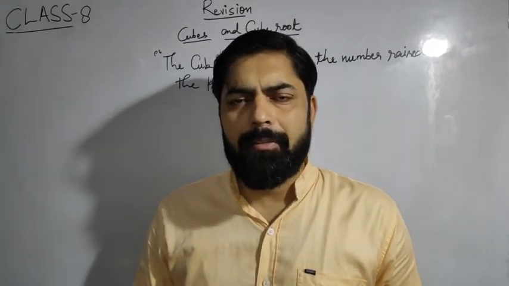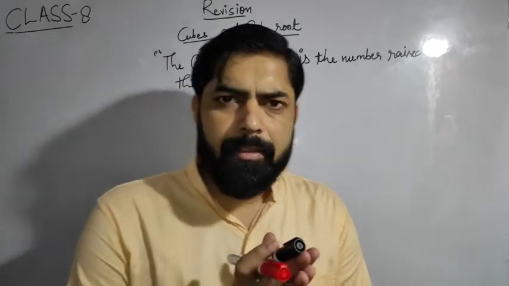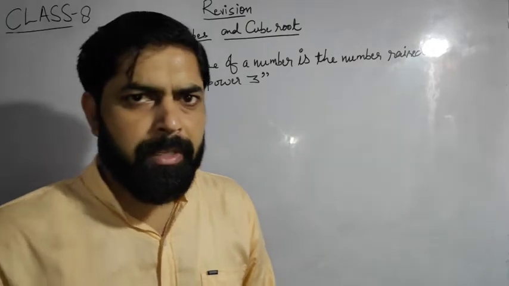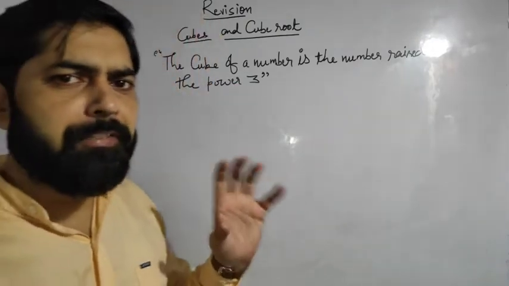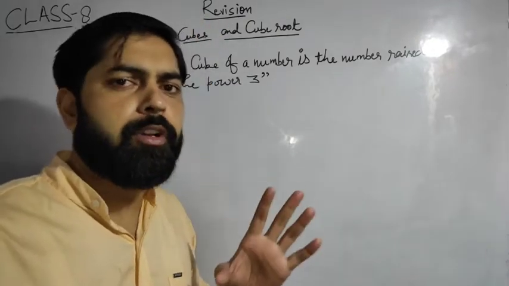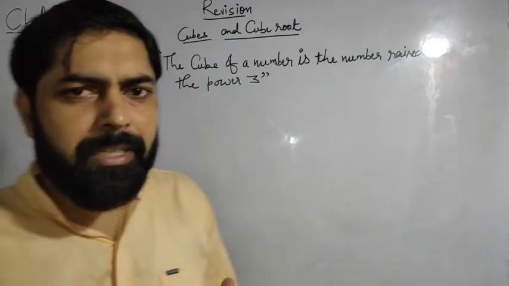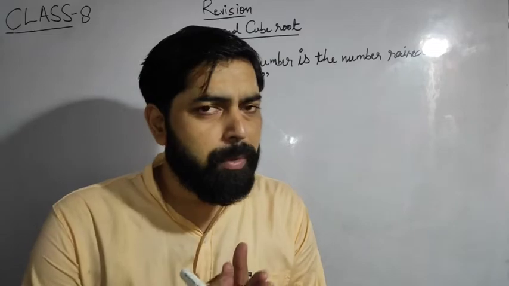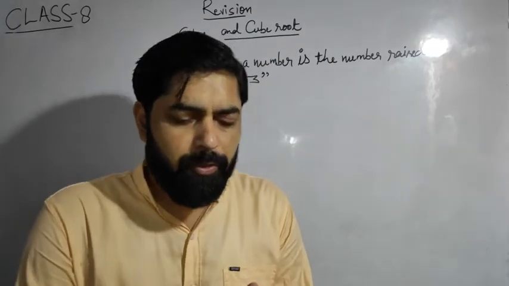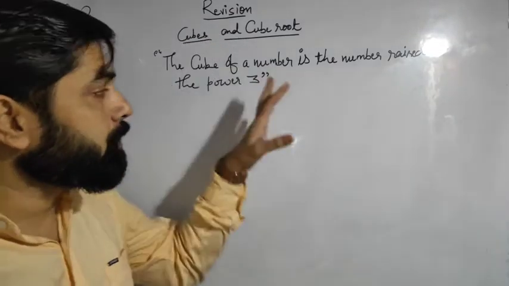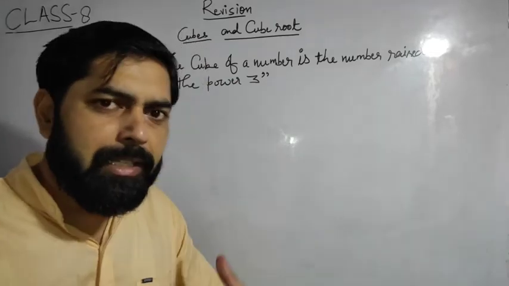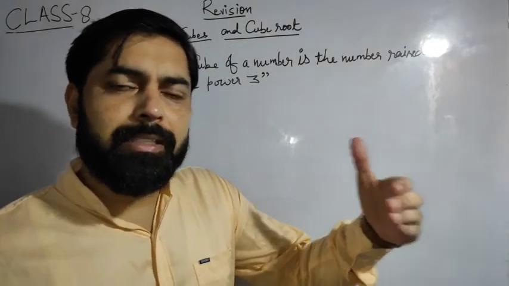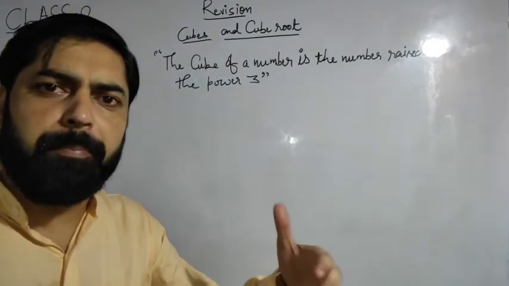Students, in this video, I will be re-explaining the fourth chapter of mathematics, which is cubes and cube roots. This is the first revision of chapter 4. In this chapter, you learn how to find the cube, how to find perfect cubes, and how we can find the cube root of any number. So this is a revision, and I will re-explain each and every topic properly.